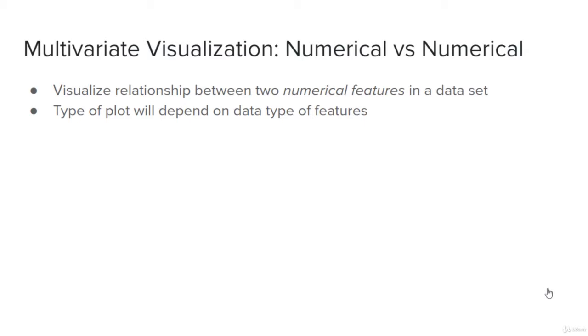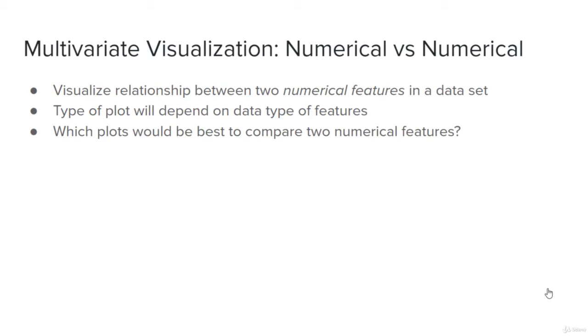We have studied the different techniques or plots we use to visualize one feature with a different data type. Whenever that feature is categorical, we use a bar plot or frequency table, and whenever it is numerical in nature, we use a histogram, density plot, or box plot. So what type of plot would we use when comparing two numerical features? Would it be a box plot?